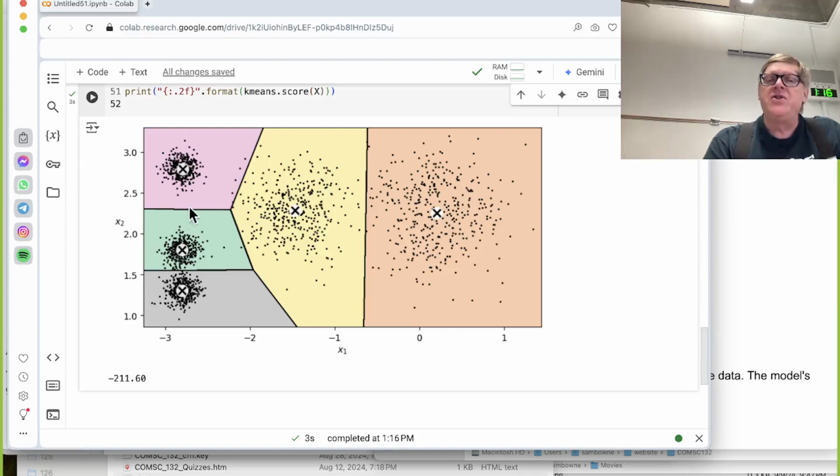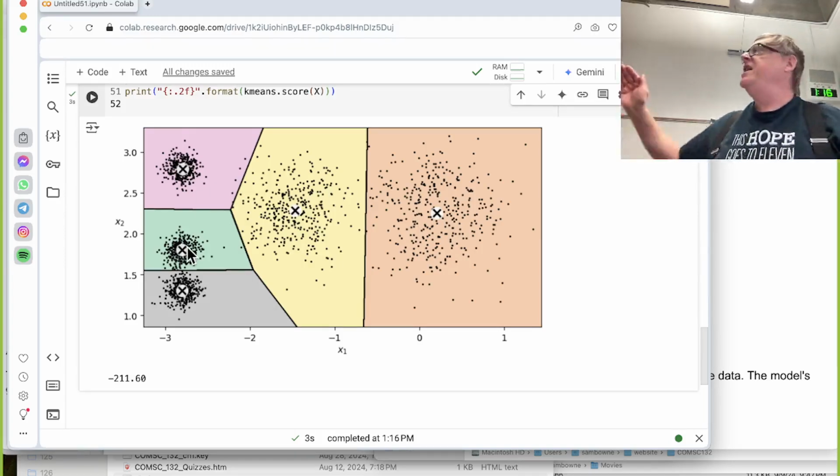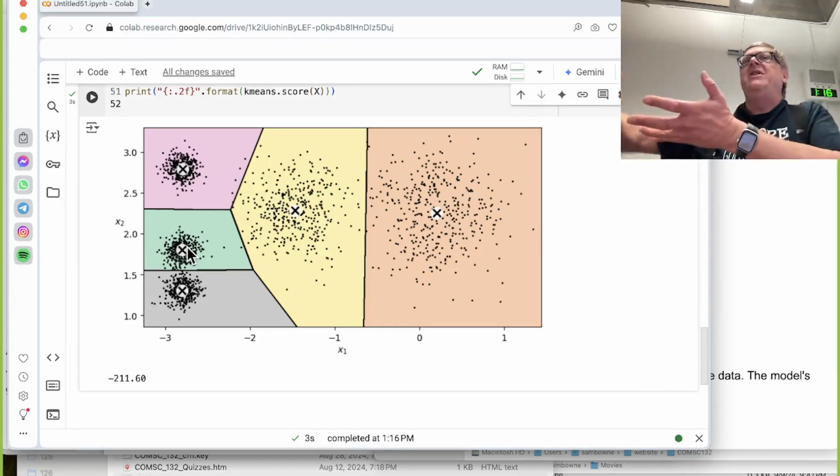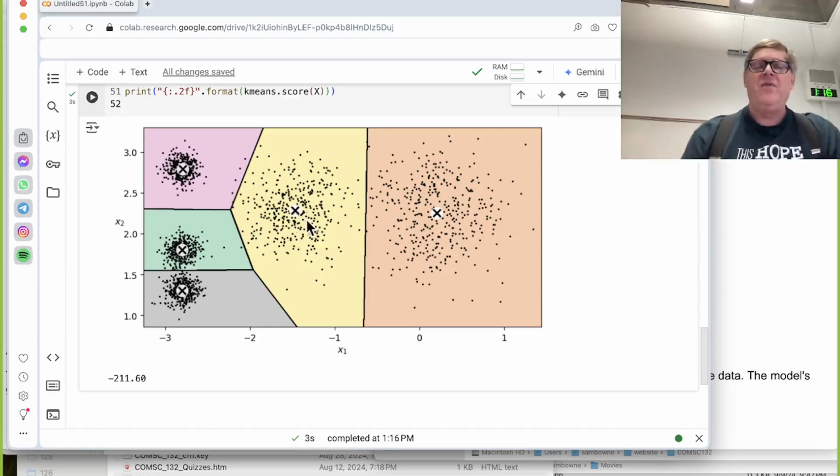So if your original start is not too bad, these things will fall down like a ball on a trampoline, just following down a hill, and they'll fall into optimized selections, as you can see here.